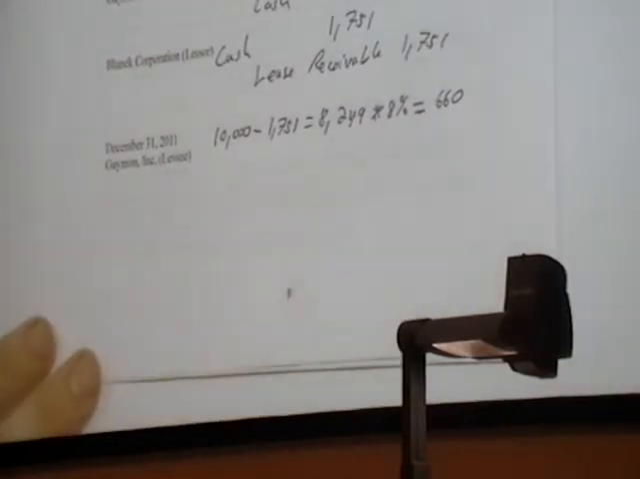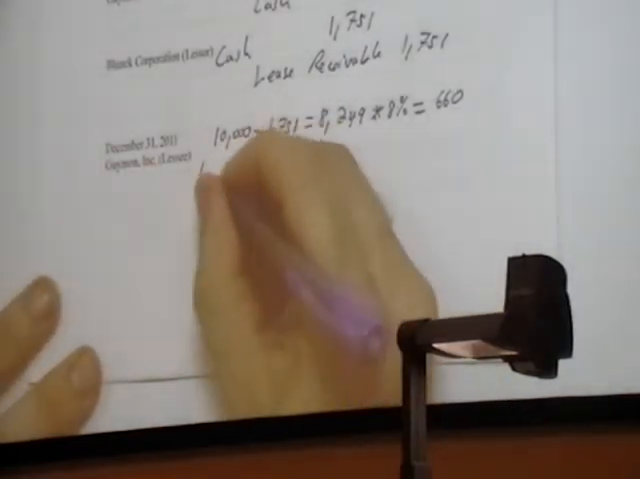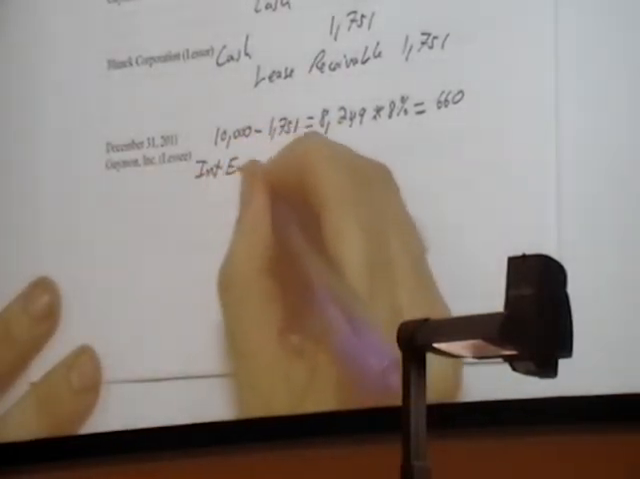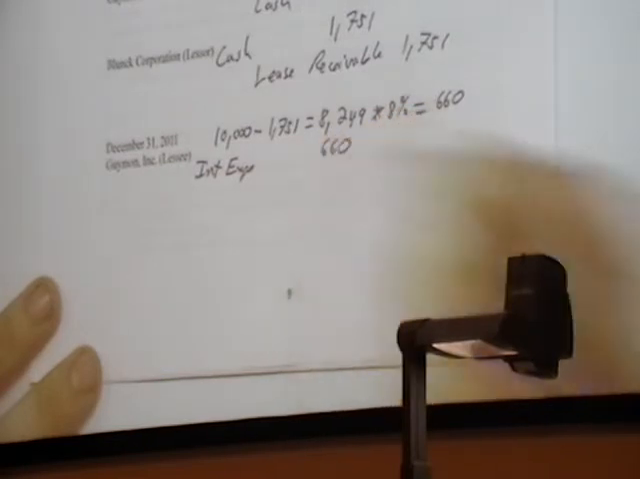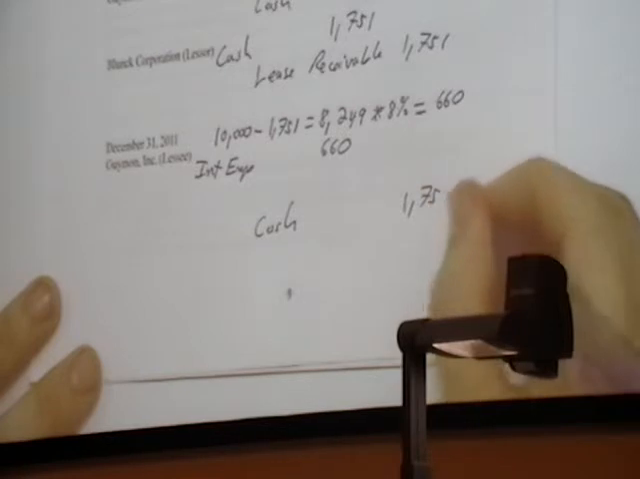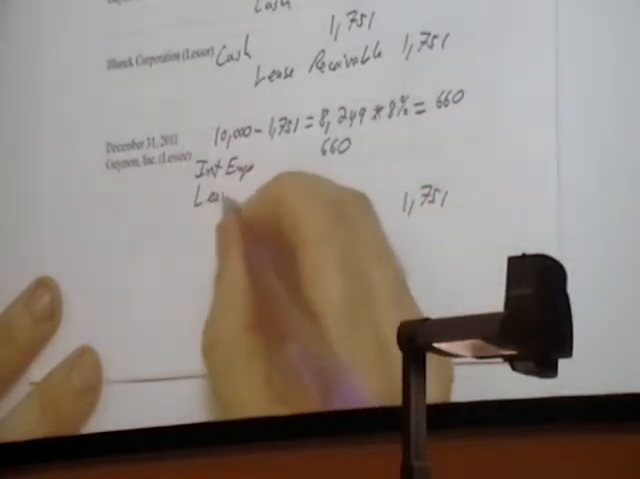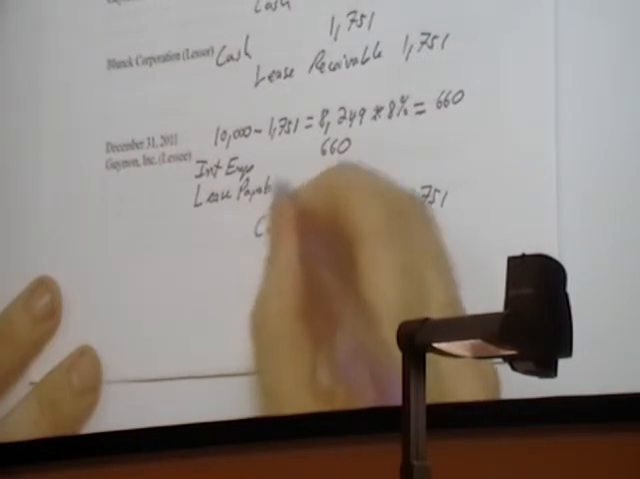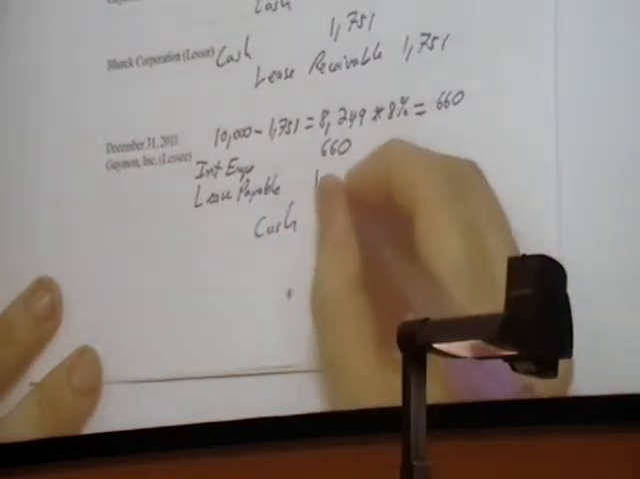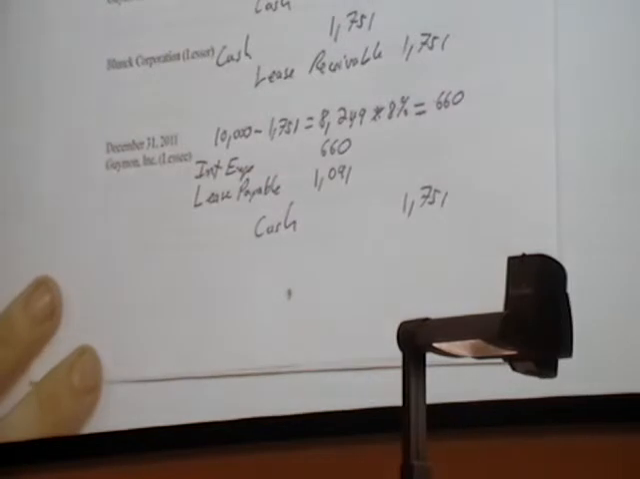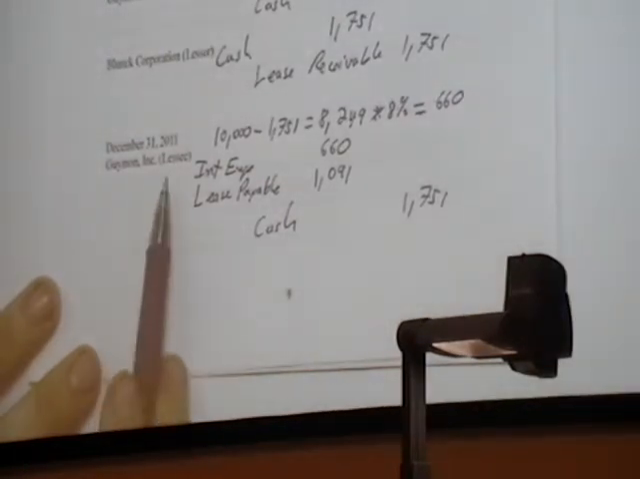So for the lessee, interest expense of 660, and so we're going to debit interest expense 660. We're going to make a cash payment of 1,751, and the difference goes to reduce the lease payable, which is going to be 1,091. So does the lessee record depreciation? Yes.